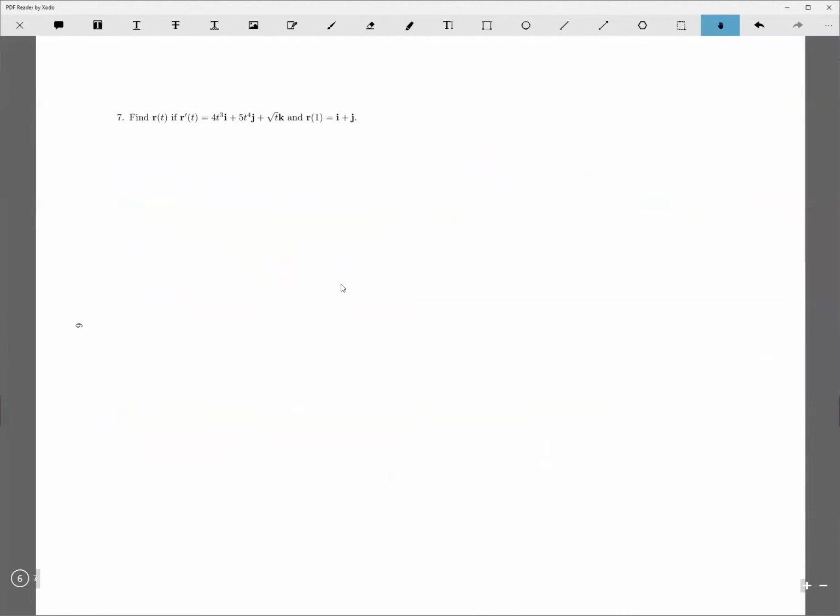Okay, number 7. Also, integration of vectors works exactly like you would think, except you have the plus constant part. The plus constant part basically means you're going to have a constant for the I component, another constant for the J component, and another constant for the K component. Those constants can be different from each other.